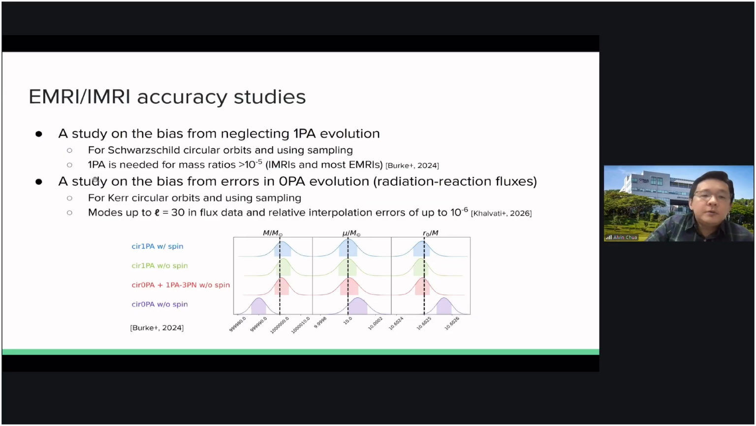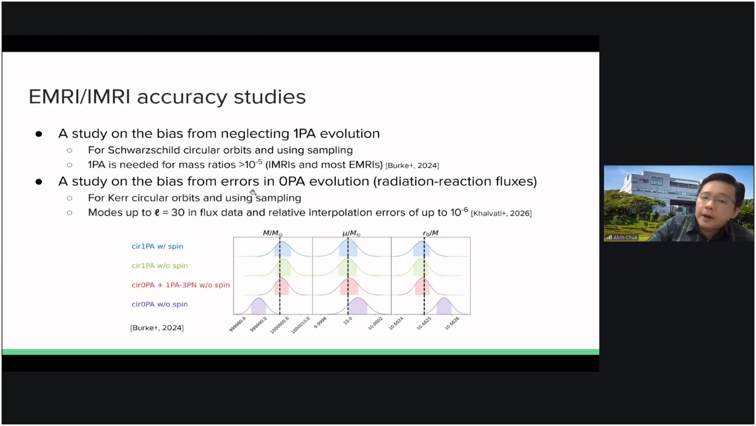So the conclusion mainly was that 1PA evolution is needed indeed for mass ratios that are greater than 10 to the minus 5. So this is basically saying that, yeah, it's needed for all MREs, right? And in fact, most MREs as well, right? So this is sort of confirming what we expected.